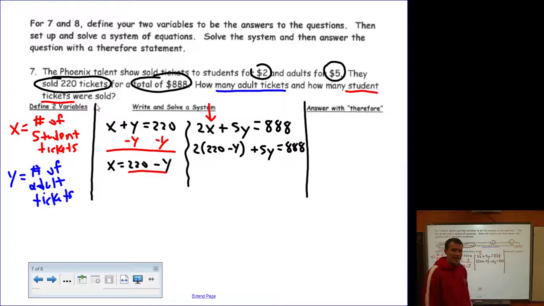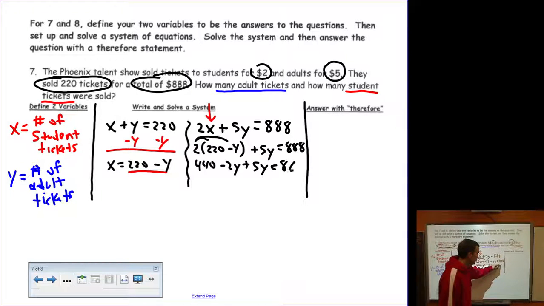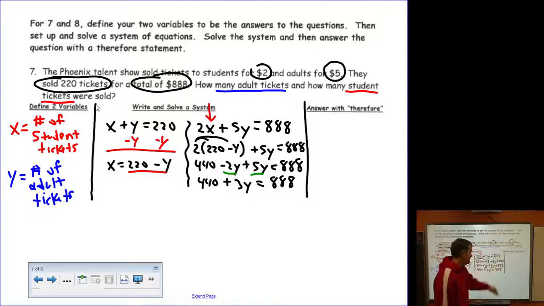Now we can solve that for y. If I distribute the 2, I get 440 minus 2y plus 5y equals 888. And finally, I would combine my like terms and get 440 plus 3y equals 888. Let's go ahead and solve for y now. I would subtract 440 from both sides.